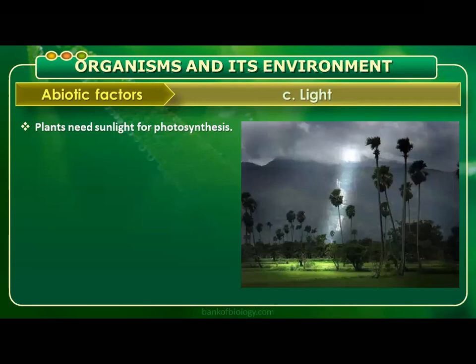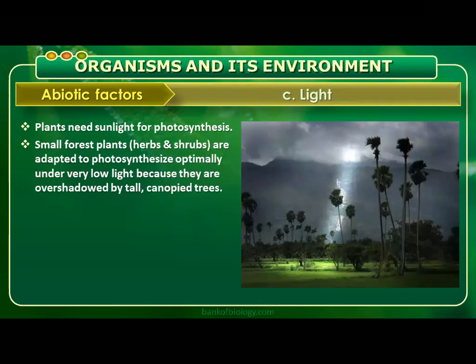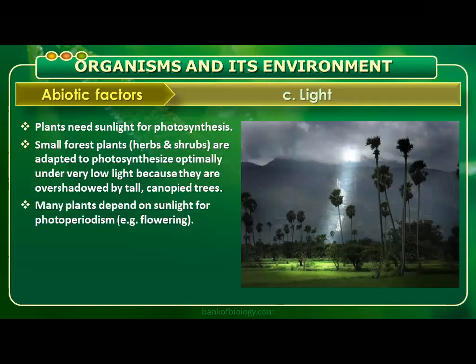Next, talking about light. Plants need sunlight for photosynthesis. The small forest plants, the herbs and shrubs, are adapted to photosynthesize optimally under very low light because they are overshadowed by tall canopy trees. Many plants depend on sunlight for photoperiodism. Let's talk about photoperiodism.